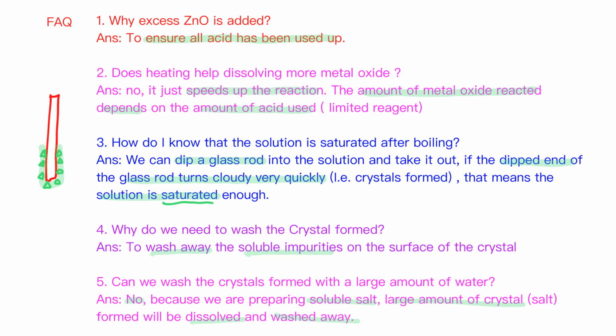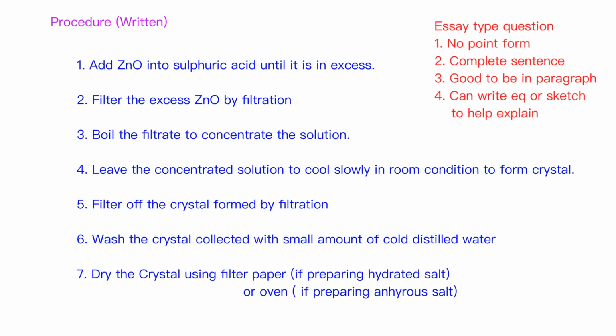You have to know the design of the setup. So the procedures to write, basically like what we've mentioned: add until excess, filter the excess, boil to concentrate, leave to cool and form crystals, filter the crystals formed, and wash with a small amount of cold distilled water. Dry the crystals with filter paper or oven, depending on hydrated salt or anhydrous salt. So basically, you have sample, filter, wash, and dry.